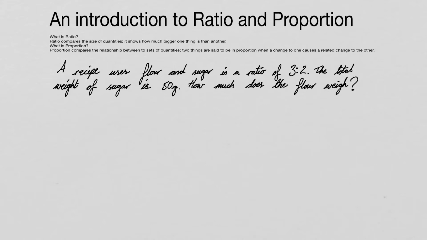Well, first of all, we need to remember that a ratio compares the size of quantities. We know that this 2 is equal to 50. The easiest way to work out ratio is always to draw a diagram. So here is my diagram for this ratio, 3 to 2. Now, I know that this section here of my sugar is worth 50 grams. So if these two boxes are equal and together they are worth 50 grams, that means each one, dividing it equally by 2, will be 25 grams.